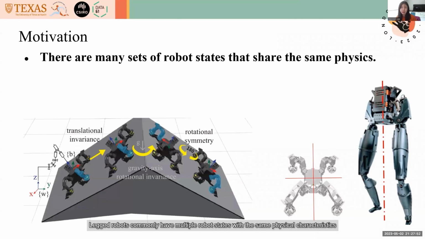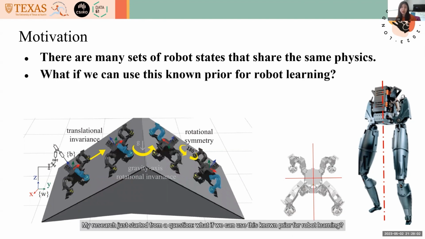Legged robots commonly have multiple robot states with the same physical characteristics due to their floating-base system and symmetrical structure. My research started from a question: what if we can use this known prior for robot learning?